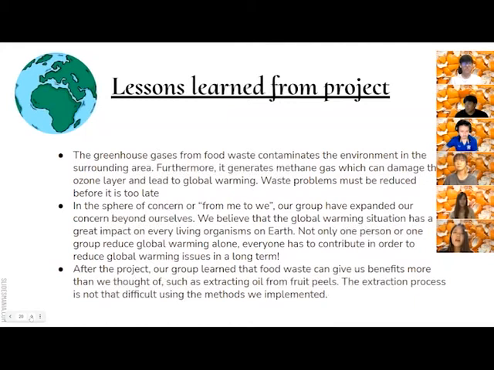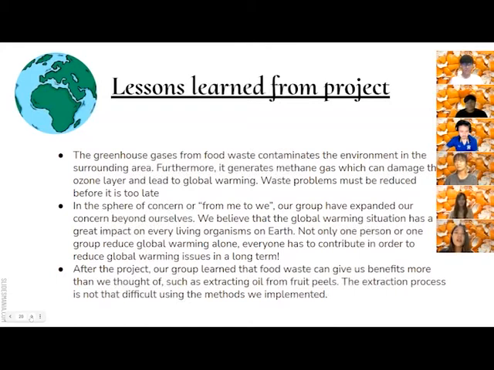In the sphere of concern, or from me to we, our group has expanded our concerns beyond ourselves. We believe that the global warming situation has a great impact on every living organism on Earth. Not only one person or group could reduce global warming alone. Everyone has to contribute in order to reduce global warming issues in the long term.